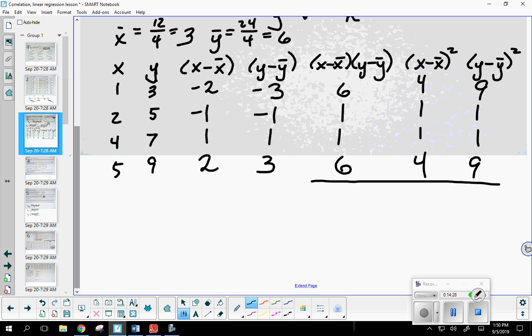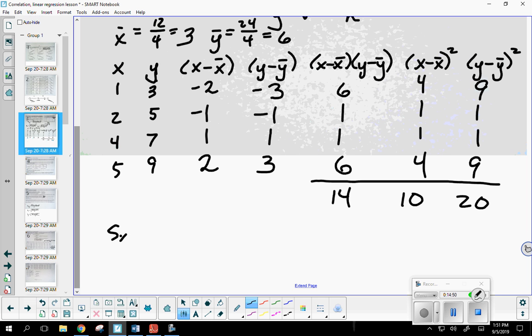Okay, so what am I looking at for the products? Okay, so that's 14, right? Okay. What about the square differences for the x's? 10. And for the squared y differences? 20. Okay. So now let's go ahead and start plugging these into the formulas.